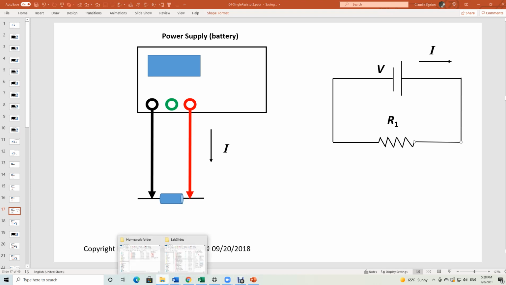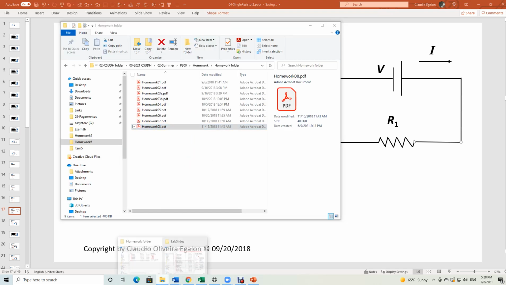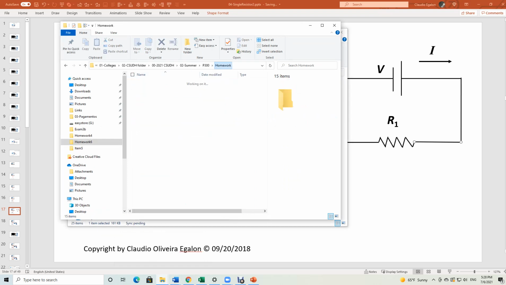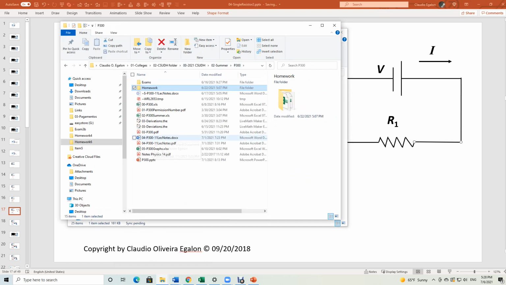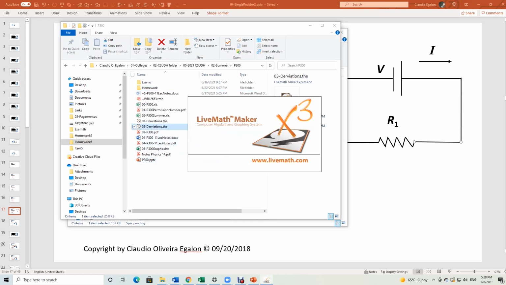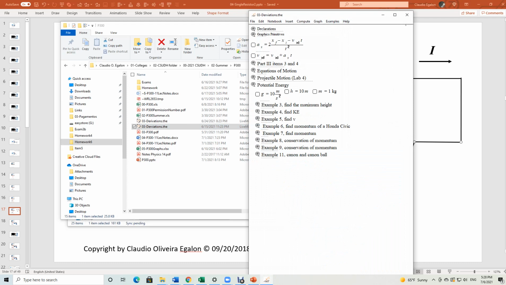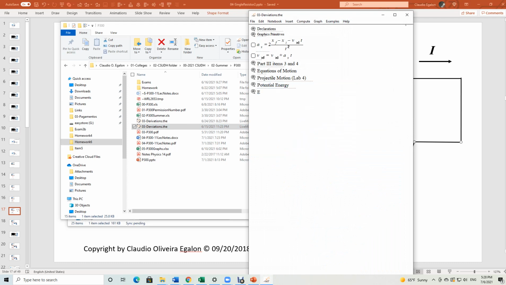I'm going to get my favorite computer program. Here you go. Coming online. Ohm's law. Now we're going to talk electrical circuits. Okay, Ohm's law.